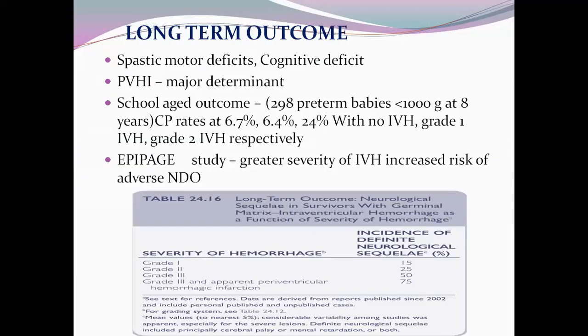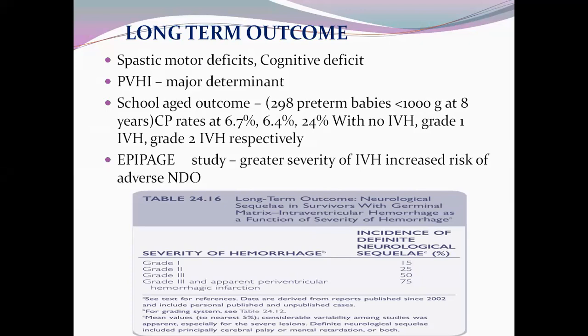Long-term outcome has been studied in terms of spastic motor deficits and cognitive deficits, with PVHI being the major determinant of spastic deficit. School age outcome has also been studied, where 290 preterm babies with less than 1000 grams at birth were followed up at 8 years, where the CP rates were 6.7%, 6.4%, and 24% with no IVH, grade 1 IVH, and grade 2 IVH. So even grade 2 is associated with a higher rate of cognitive deficit.